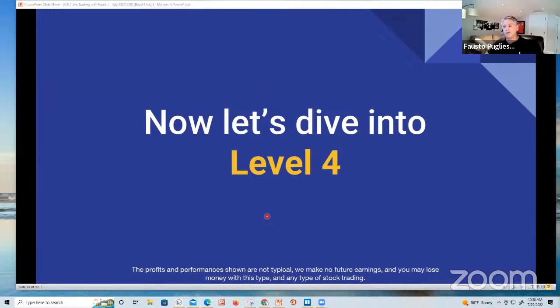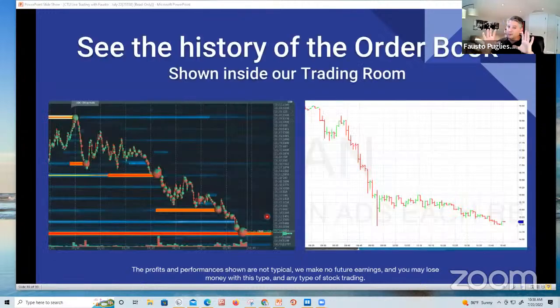Now let's dive into Level 4. This is going to be really cool. You thought what I showed you here was something? Wait till you see this. First, imagine taking Level 3 and putting it in a chart system. And in a chart system, you'll get to see not only the NASDAQ exchange, but now you'll see what's on the New York Stock Exchange. You'll see what's on the EDGX.